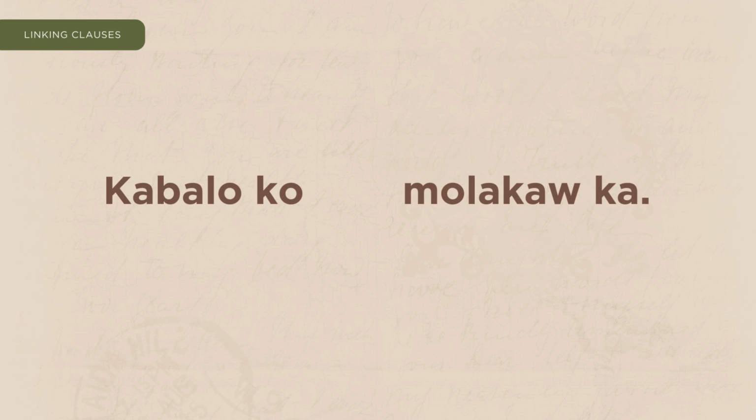Another example. Kabalo ko, mulakaw ka. We have our sentences here. I know, and you're going out. In order to connect or link them together, we need our linker, nga. Kabalo ko nga mulakaw ka. I know that you're going out.